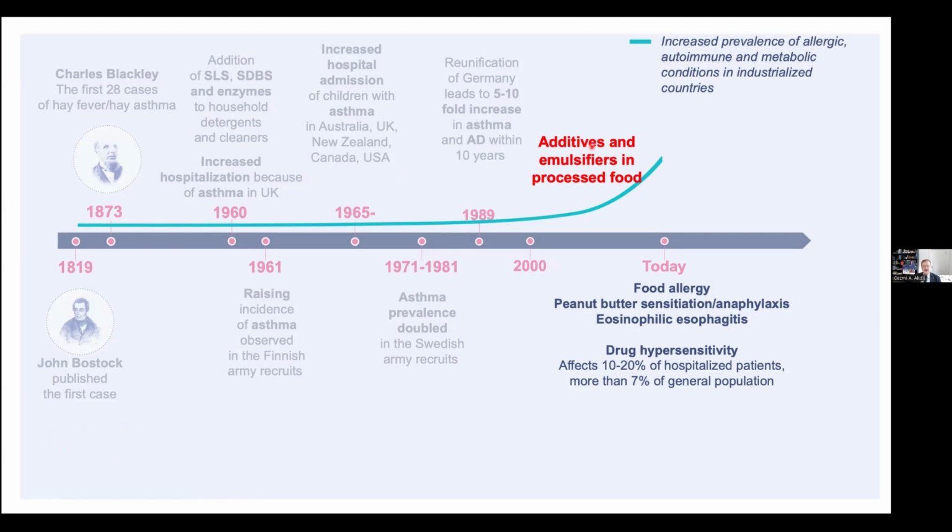Then we are seeing a second peak, and the second peak is mainly linked to additives and emulsifiers in processed food. This increase was shown in food allergy, anaphylaxis, and this is peanut-induced anaphylaxis, eosinophilic esophagitis, and drug hypersensitivity. Eosinophilic esophagitis was first reported in our institute in 1996, and these cases were hardly collected, and it took some time, but currently we are talking about 40 to 50 million cases. Same for peanut butter-induced anaphylaxis. It was first reported in 2003, and it increased a lot, and peanut allergy became a general public health problem. And food allergy, coming from 1% in the 1990s, is now affecting around 10% of the Western population.